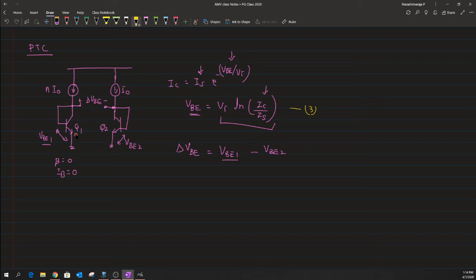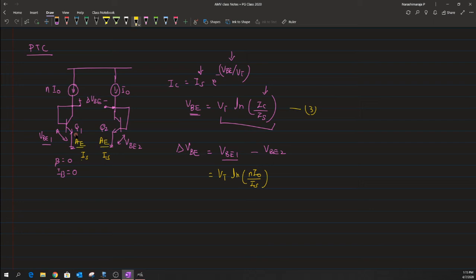Okay. So, based on this expression number 3, one could rewrite these VBEs in terms of VT and logarithmic expressions. Okay. Let me plug in those things, which would end up having ln of collector current, and let me write the collector current as n times I naught divided by IS. Now, one could see that since the emitter areas of both the transistors are the same, okay, they result in a saturation current that again tends to have the same value. Okay. So, the saturation current of Q1 as well as the saturation current of Q2 will basically end up having the same value just because their emitter areas are the same.